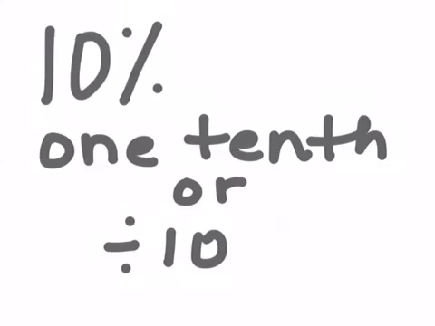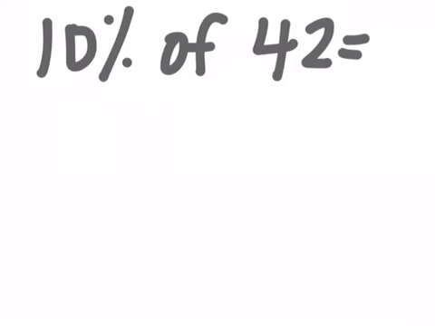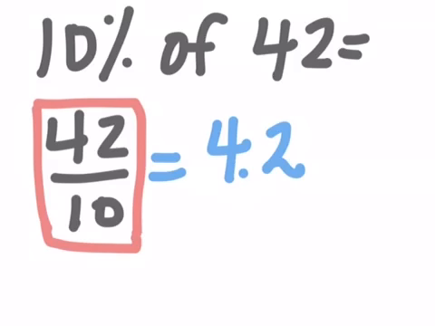10% is simply 1/10 of a number, or we just divide that number by 10. If I'm looking for 10% of 42, I just put it over 10, and 42 over 10, or 42/10, is the same thing as 4 2/10.